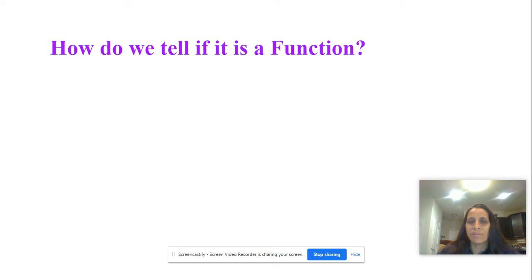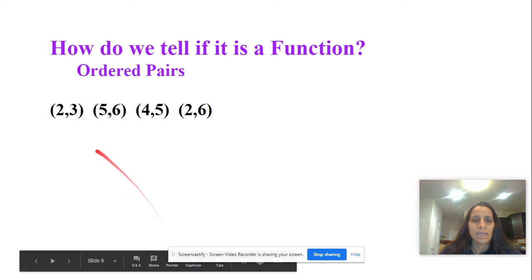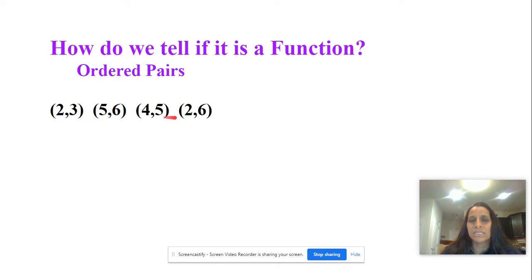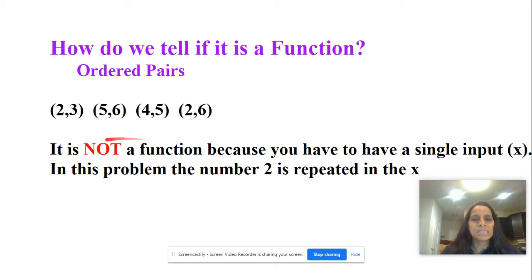How do we tell if it is a function? Okay, so we look at our ordered pairs if we have a set of ordered pairs. Here, we're going to say, okay, these are all ordered pairs. Right now, this is just called a relation. Okay, we don't know if it's a function just yet. This is not a function because you have 2 repeated twice in the x value, okay? So the 2 has an output of 3 and the 2 has an output of 6. It cannot happen that way.